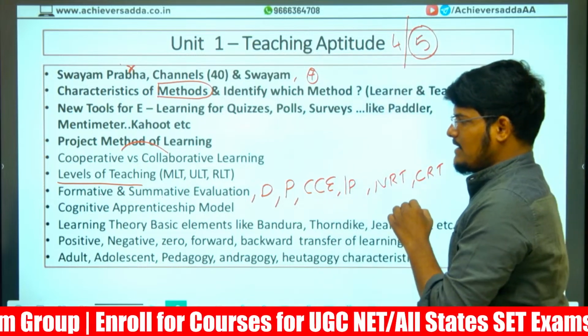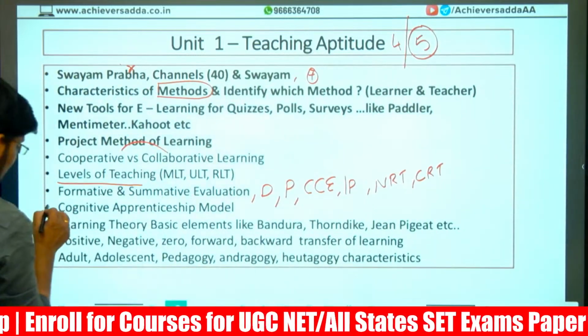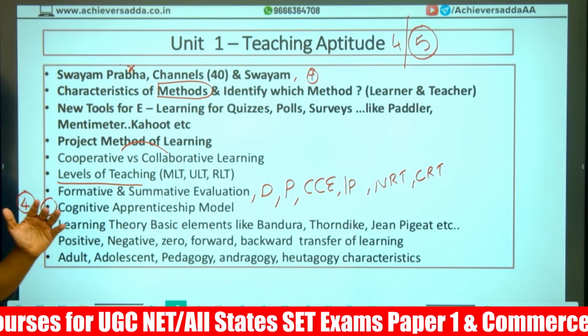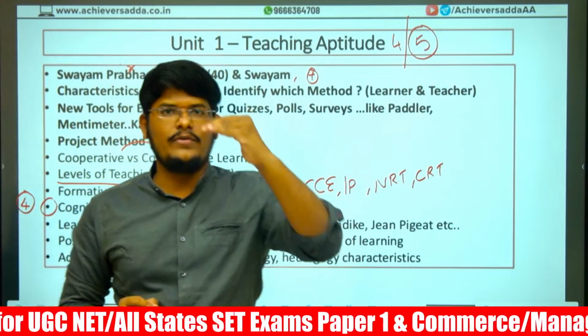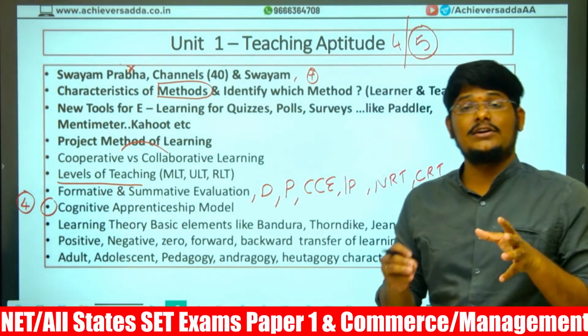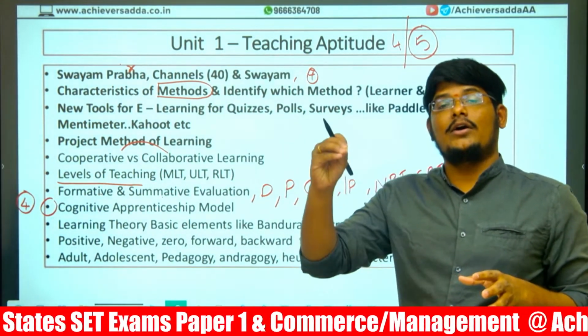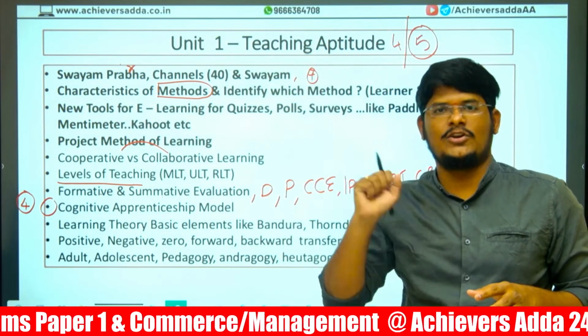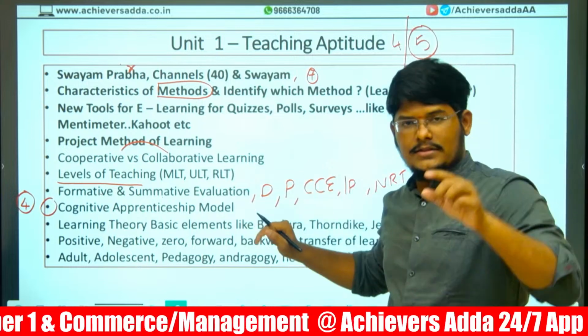Next, cognitive apprenticeship model. Here there are 4 categories of steps, sir. In the 4 categories, second category, sequential step they will ask. The method of cognitive apprenticeship model. 6 levels methodology will be there. I covered in the YouTube video.